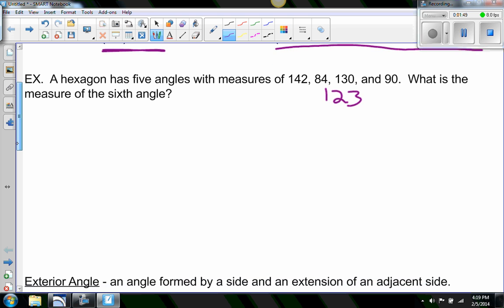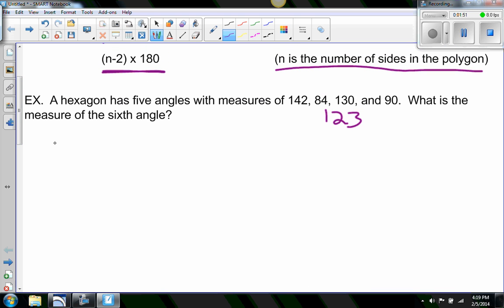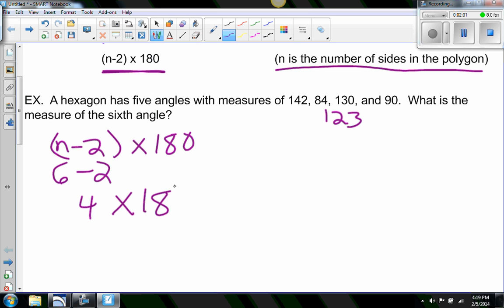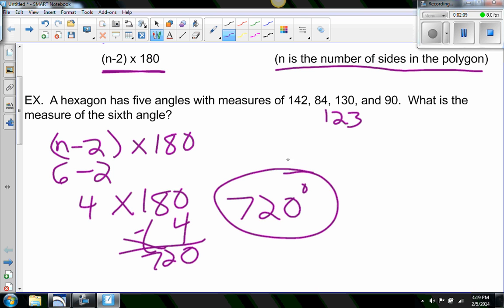Well, first thing I need to do is figure out how many total degrees there can be in that figure. So I'm going to use this formula. A hexagon has 6 sides. So I'm going to go 6 minus 2 is 4. And I'm going to take 4 times 180 to find out how many total degrees I have. So 720 total degrees I can have in that hexagon, right?